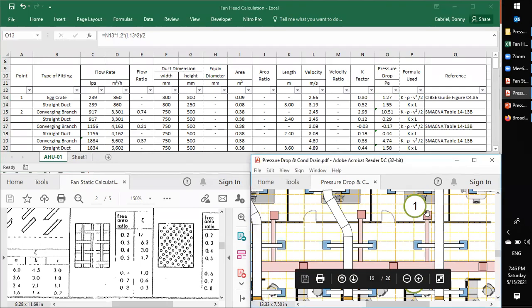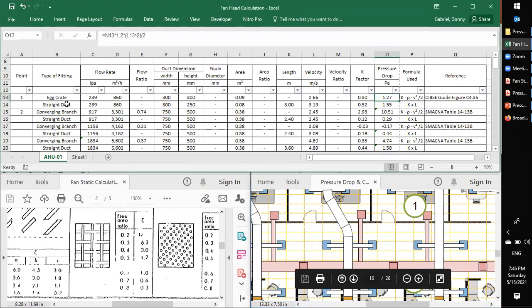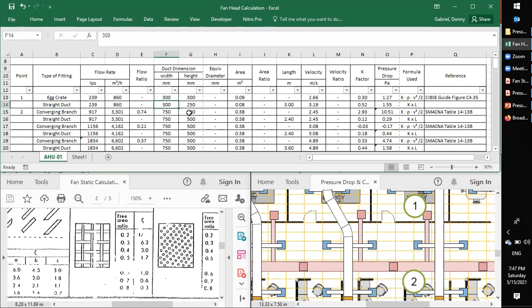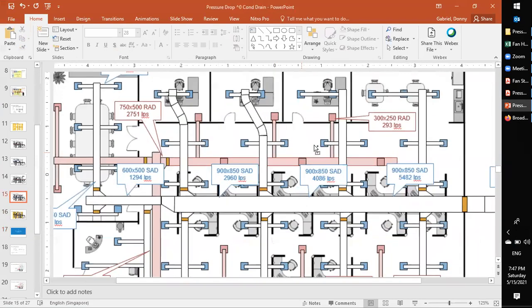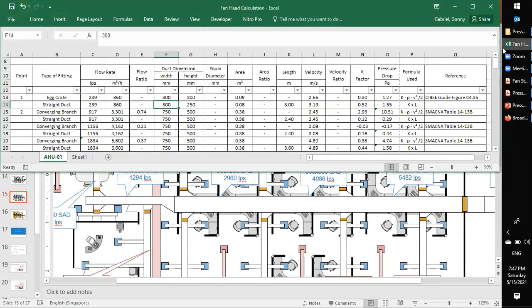So, once the air passes through the egg crate, it will go through this duct. This duct is a straight duct. So next item, straight duct. Flow rate still same. Size different already. I will show you. There. Size of the duct is 300 by 250. So we wrote there 300 by 250.